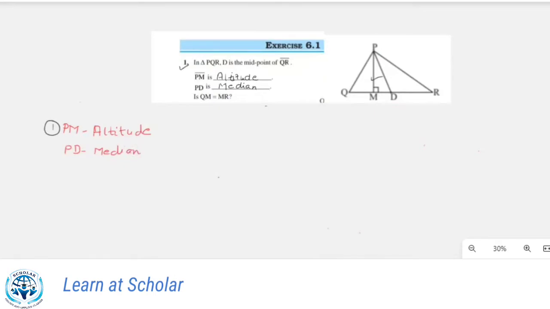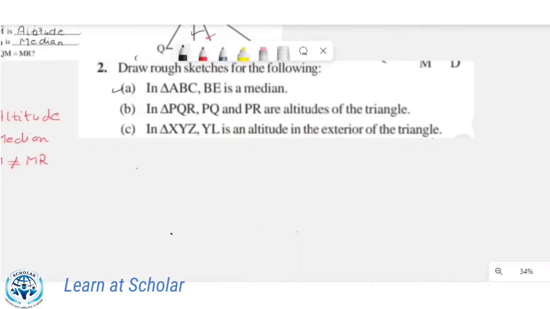Now starting your exercise 6.1. In triangle PQR, D is the midpoint of QR and PM is the altitude because it is perpendicular. PD is the median because it is joining the midpoint of the side to the vertex. So is QM equal to MR? No. It is a scalene triangle and altitude and medians are different. Median divides the side into two equal parts, but PM is the altitude. So the answer is no. QM is not equal to MR.